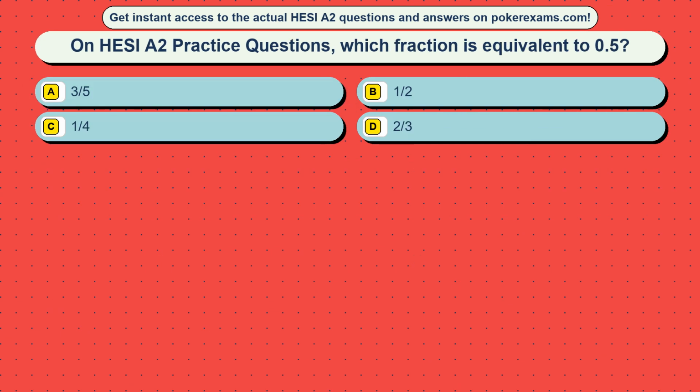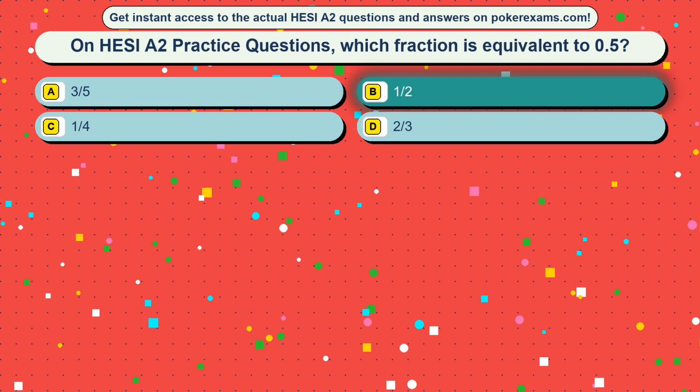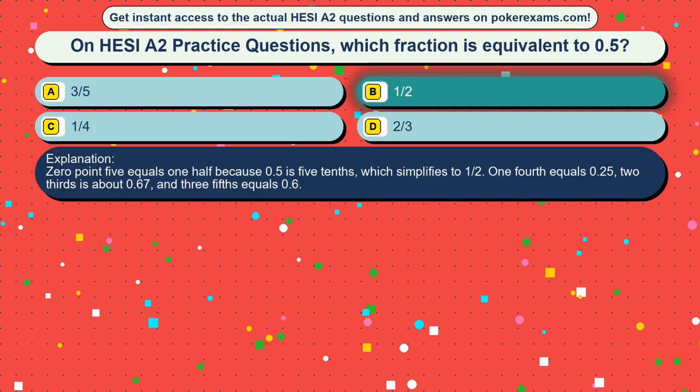Question 44. On HESI A2 practice questions, which fraction is equivalent to 0.5? Option A, 3/5, option B, 1/2, option C, 1/4, option D, 2/3. The correct answer is option B, 1/2. 0.5 equals 1/2 because 0.5 is 5/10, which simplifies to a half. 1/4 equals 0.25, 2/3 is about 0.67, and 3/5 equals 0.6.